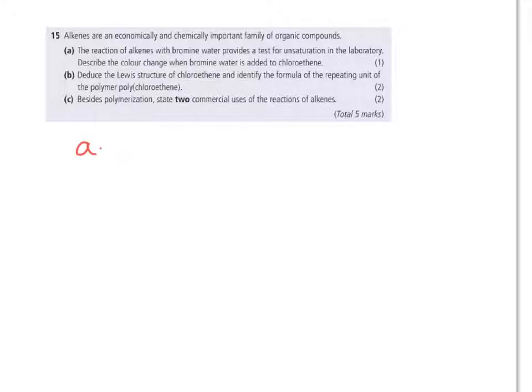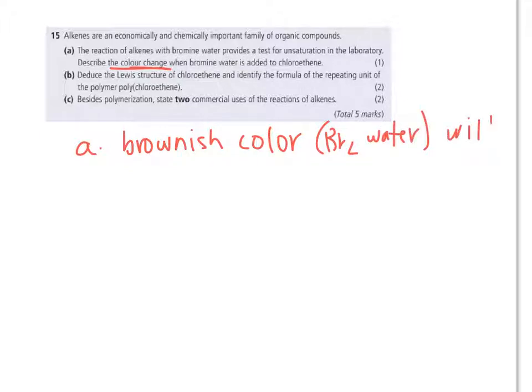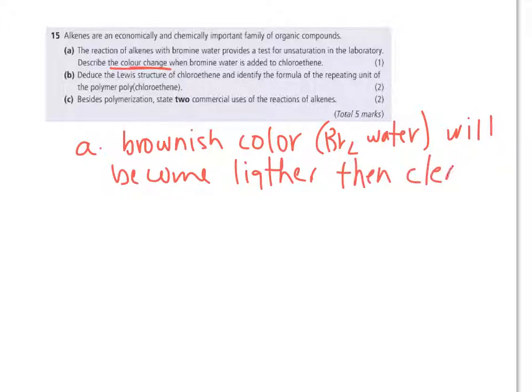So what IB wants to know is, what is the color change? The brown bromine water, that brownish color, will become lighter than clear. Actually, I don't mean clear, I mean colorless, because clear is not a color. And if you want to spell colorless with the U, go for it. But it'll become lighter until colorless. And again, that's not the same as clear.